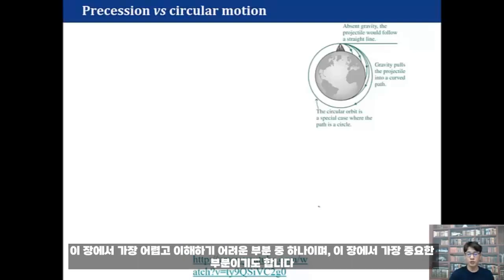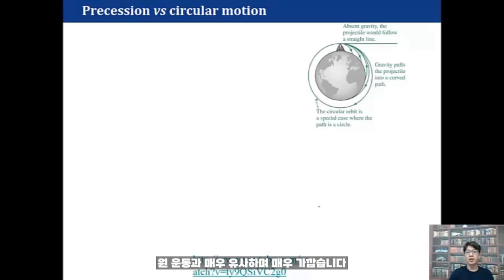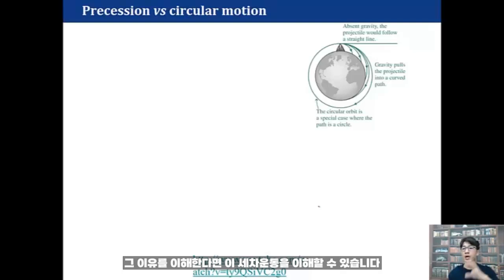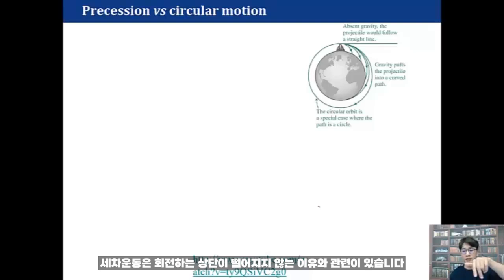This is one of the most difficult parts in this chapter, difficult to understand, and also the most important part in this chapter. It's very close, very similar to circular motion. If you understand why the moon or a satellite doesn't fall, even if there's a pulling force between Earth and the satellite, then you can understand this precession. Precession motion is related to why the rotating top doesn't fall.